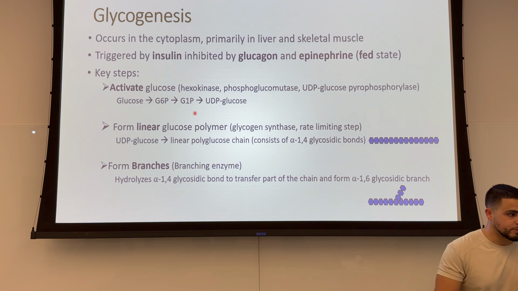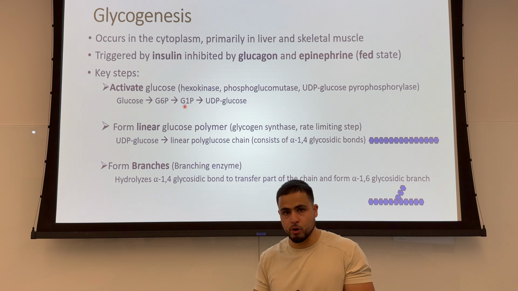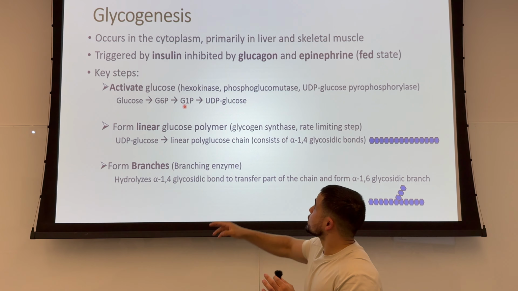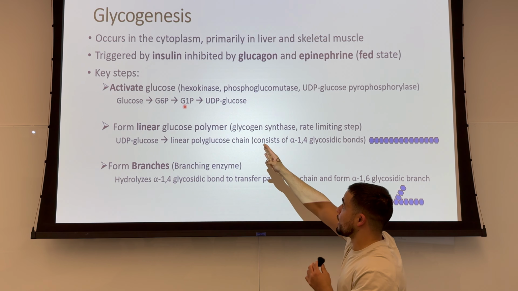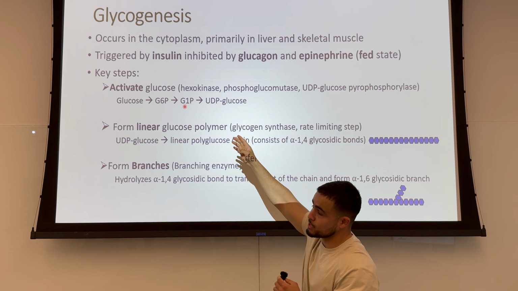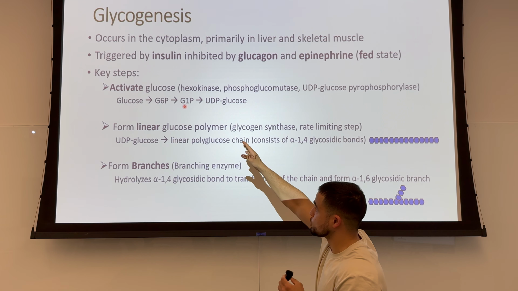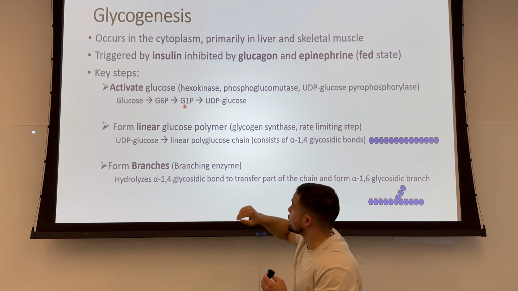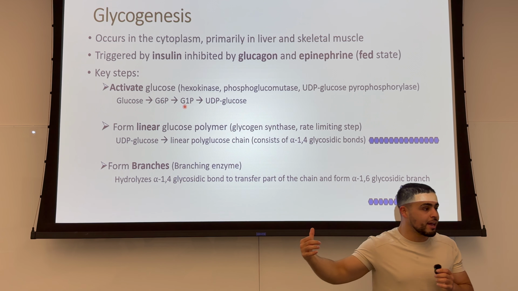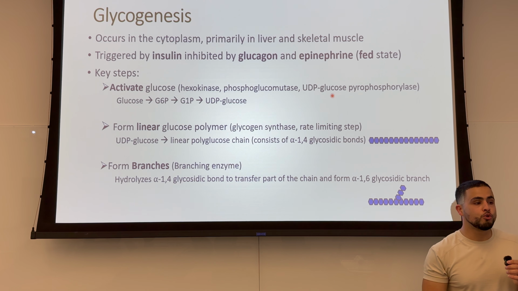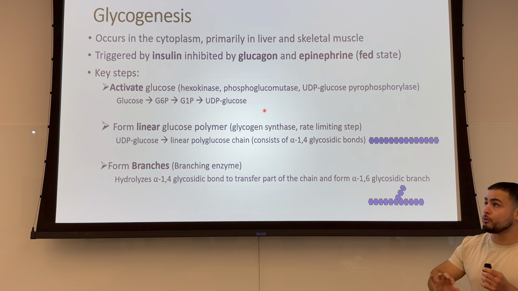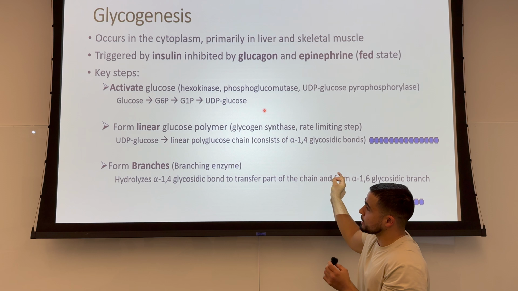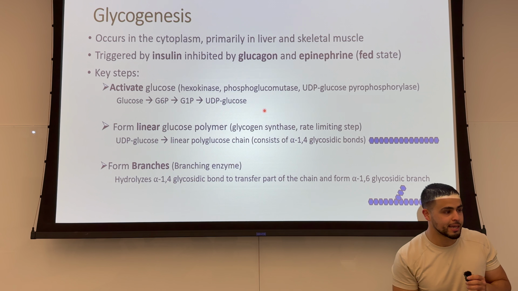All right, so key steps. First of all, you want to activate glucose to be able to synthesize glycogen. To activate glucose, you're going to use these enzymes, not extremely high yield. That first enzyme, you probably recognize it from what we just saw with glycolysis, hexokinase phosphorylates it. Then you use a mutase to change it into G1P. And then you use UDP-glucose pyrophosphorylase to generate UDP-glucose. And that is the activated glucose that can then feed into the growing glycogen chain.